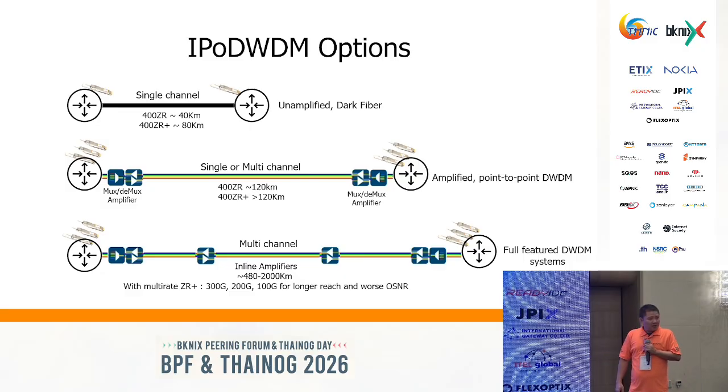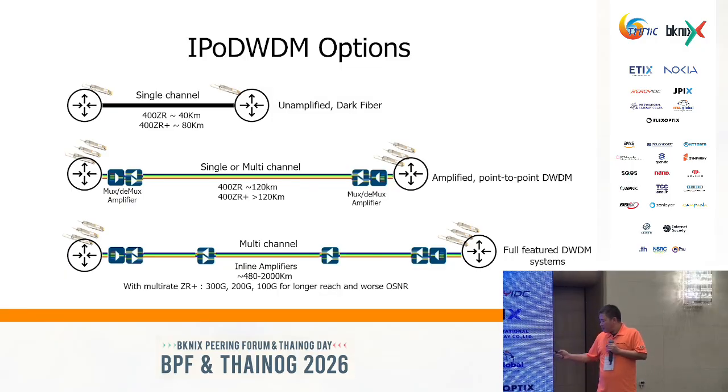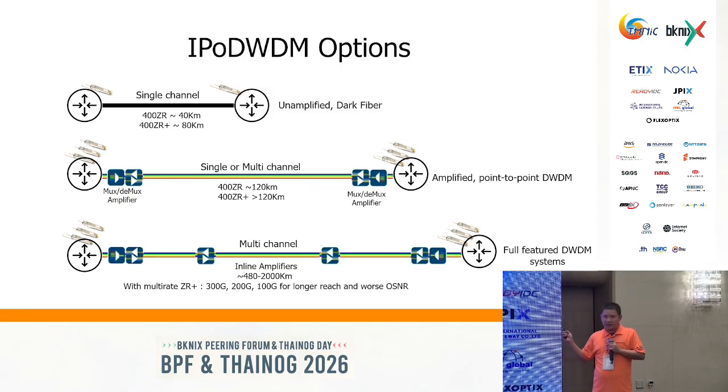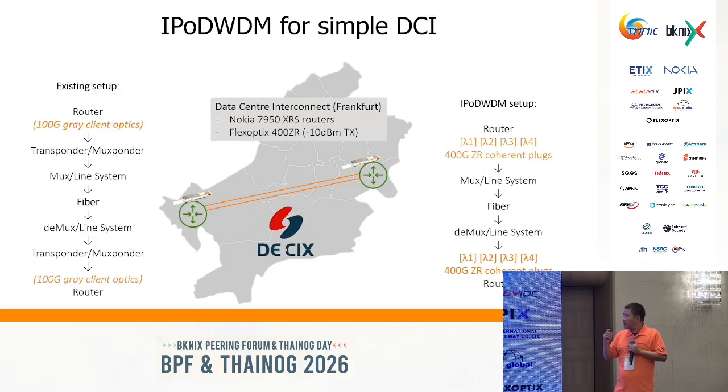If you have a dark fiber, you should be able to do it as an unamplified point-to-point link. Even if you have a DWDM system maybe amplified only as boosters and preamps, you should still be able to run that. And if you have a full-fledged DWDM network, you should still be able to run that and go thousands of kilometers. Just a few quick examples.